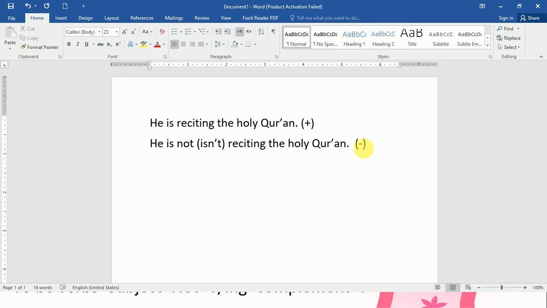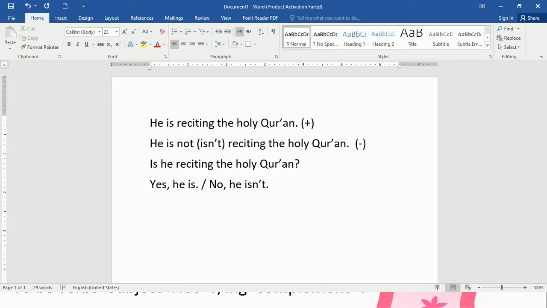Now what's the positive interrogative? We have two kinds of interrogative: one is negative interrogative, the other is positive interrogative. First, the positive interrogative structure is to be verb plus subject plus verb ing plus complement. So I say: Is he reciting the Holy Quran? At the end there should be a question mark. If the answer is affirmative, you should say yes, he is. If the answer is negative, then you should say no, he isn't.